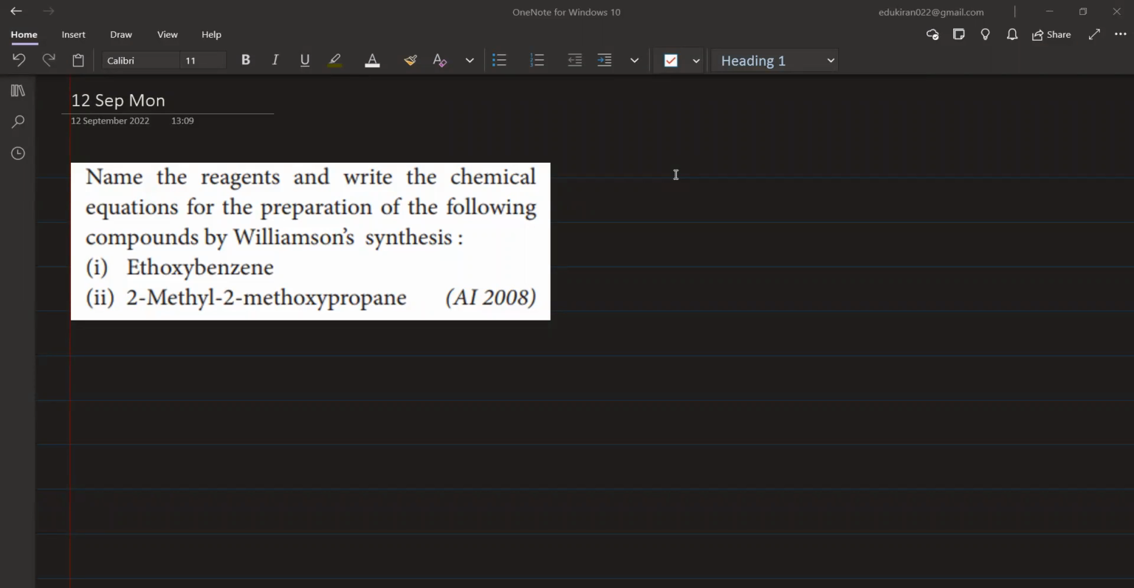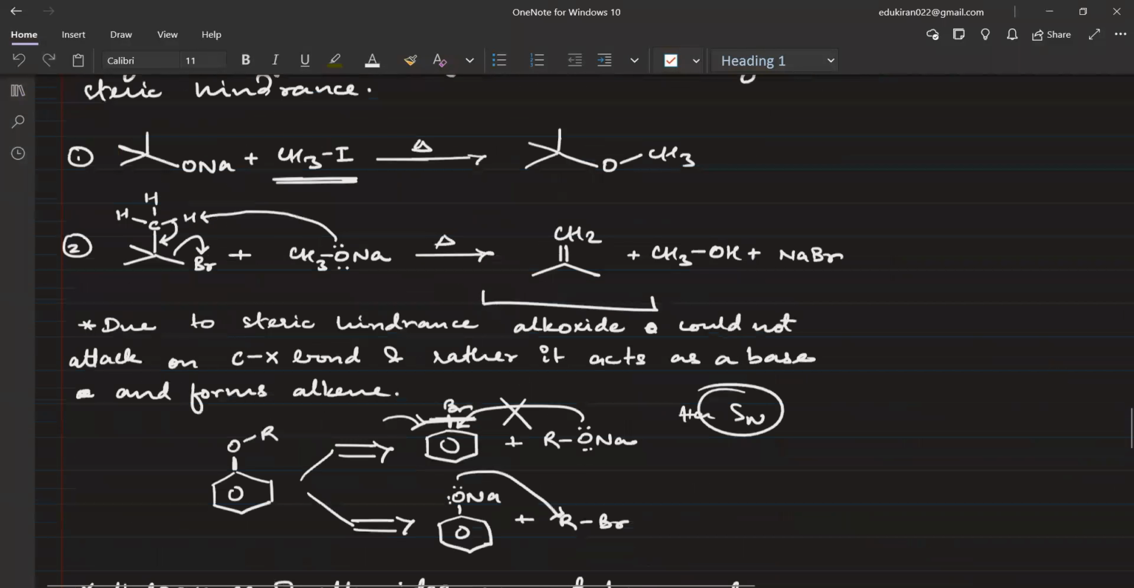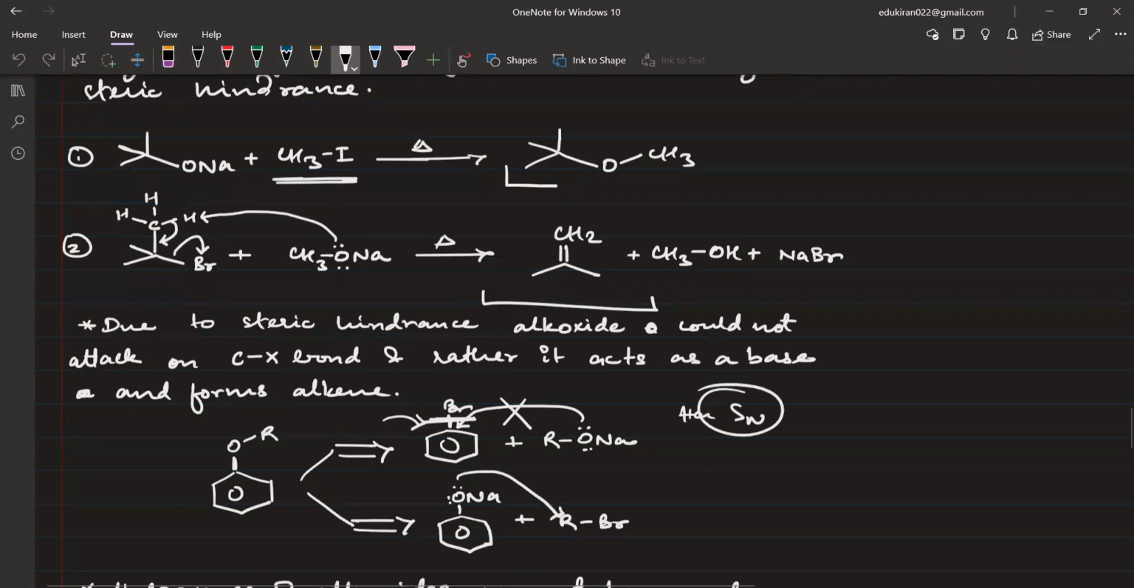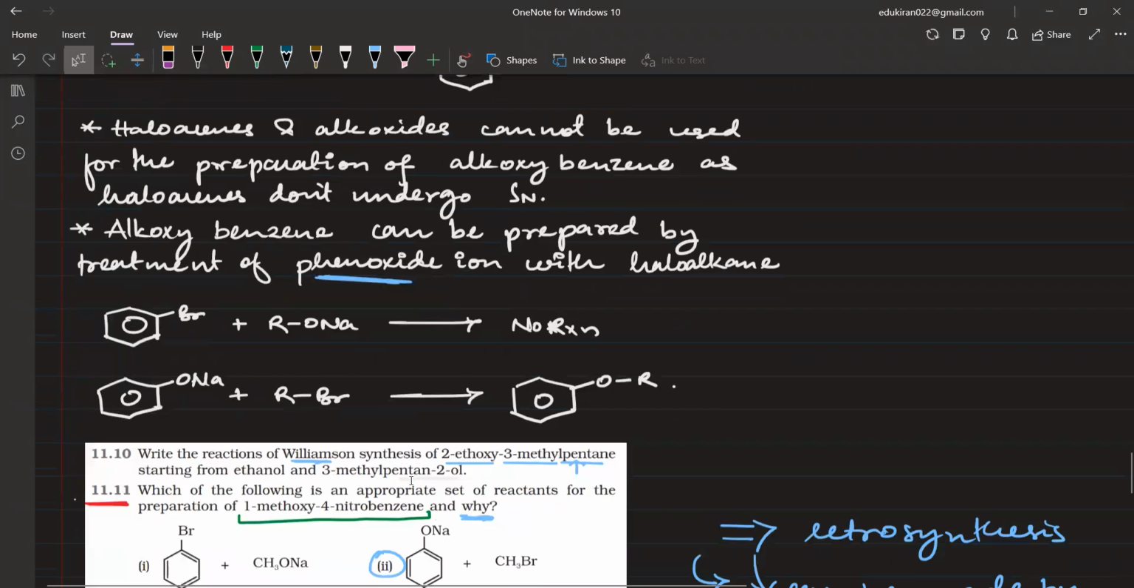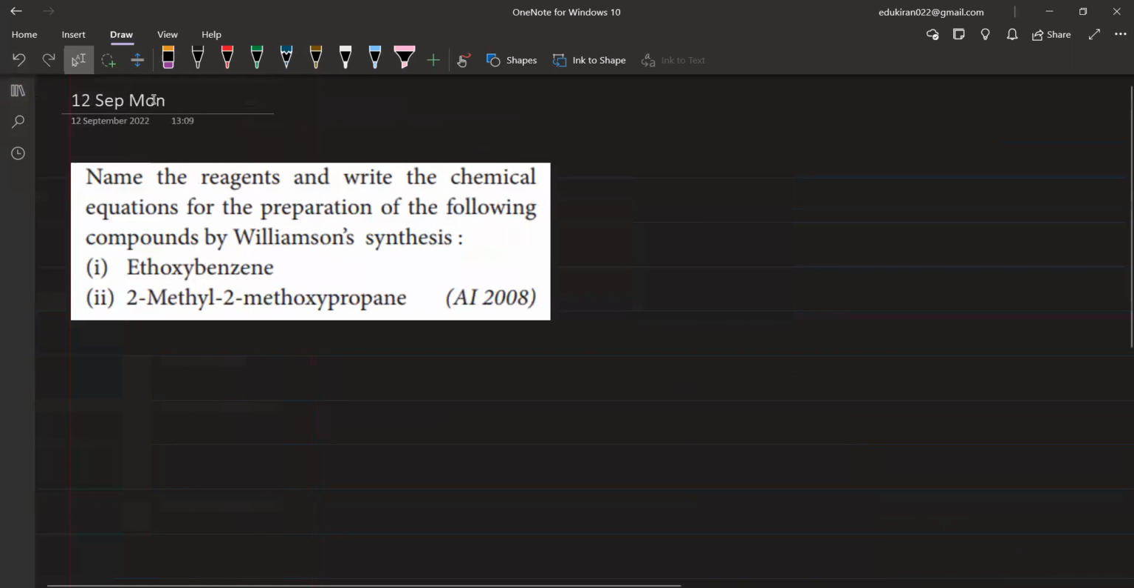Okay, fine. So let us see. Now, both of these questions we have done in the last class, okay? So if you look here, this is 2-methyl 2-methoxypropane. And here we have done a simple example in which we have done alkoxybenzenes. Alkoxybenzene, and ethoxybenzene is one of the alkoxybenzenes. Now let us write the answers here. For ethoxybenzene, you first of all draw the product, whatever they are asking.